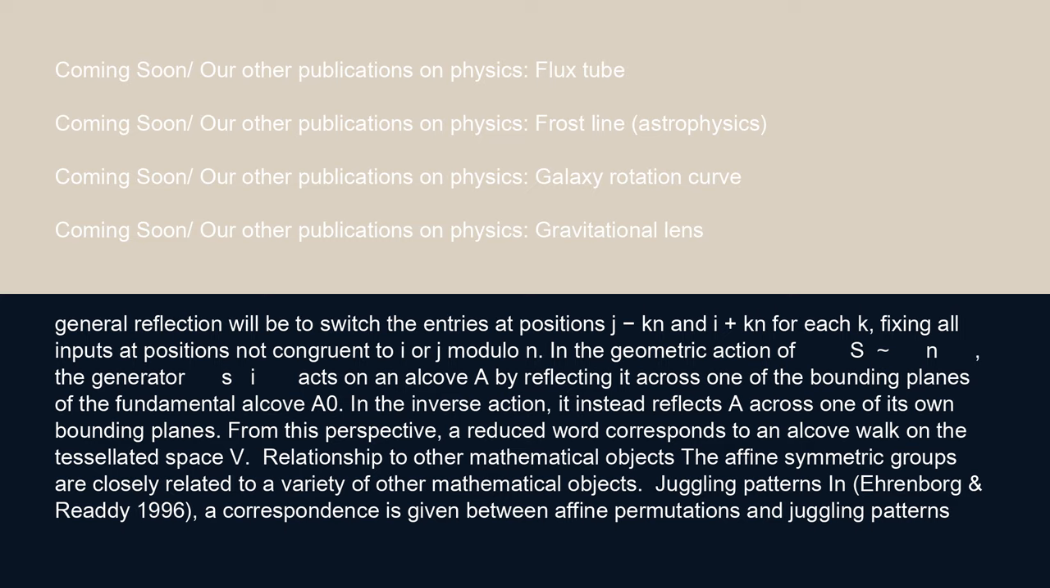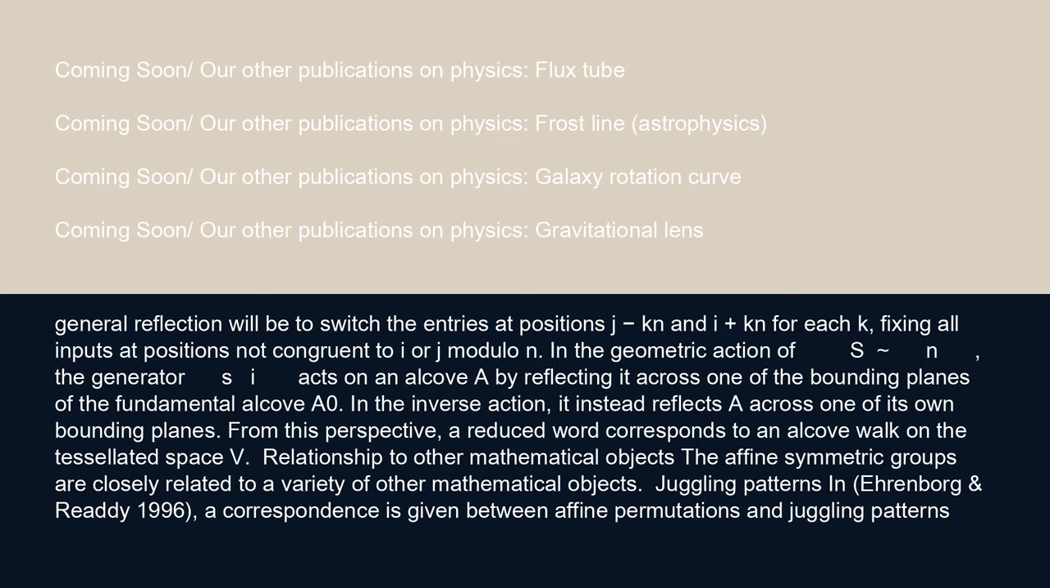In the geometric action of S̃n, the generator si acts on an alcove A by reflecting it across one of the bounding planes of the fundamental alcove A0. In the inverse action, it instead reflects A across one of its own bounding planes. From this perspective, a reduced word corresponds to an alcove walk on the tessellated space V.